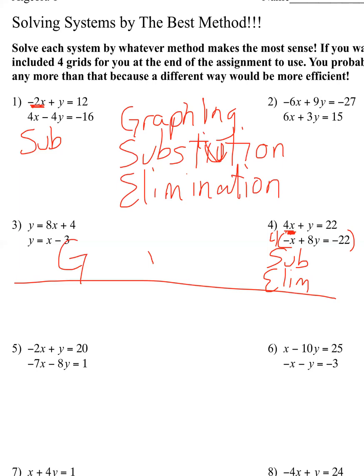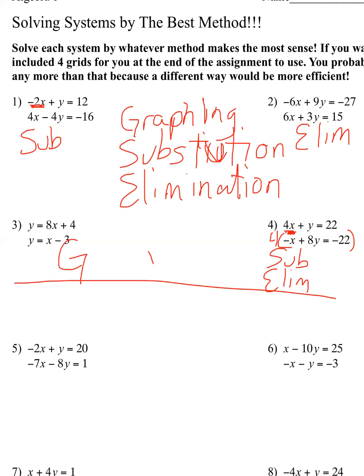The same thing with number 1. You could do whichever one you like better because they're pretty well set up to do either. But number 2, that's one for sure. I would not graph that one, and I would also not do substitution on that one. Not that it would be that difficult, but I noticed right away, look, I have a pair of opposites. That one is screaming elimination. That would definitely be our easiest one for that.